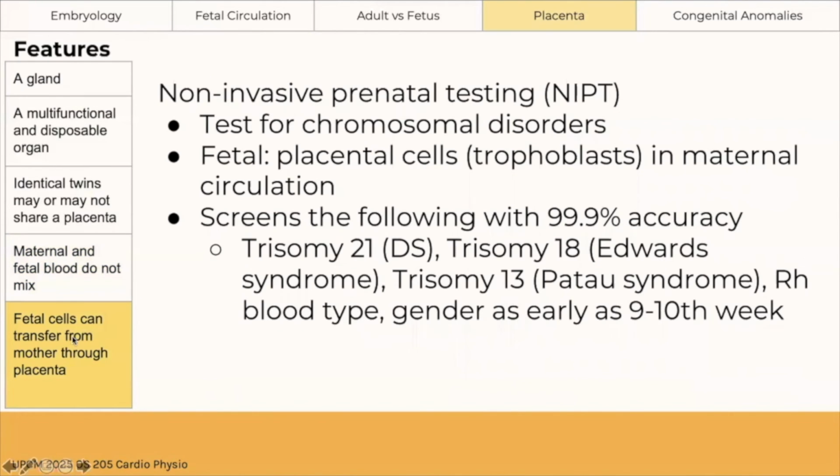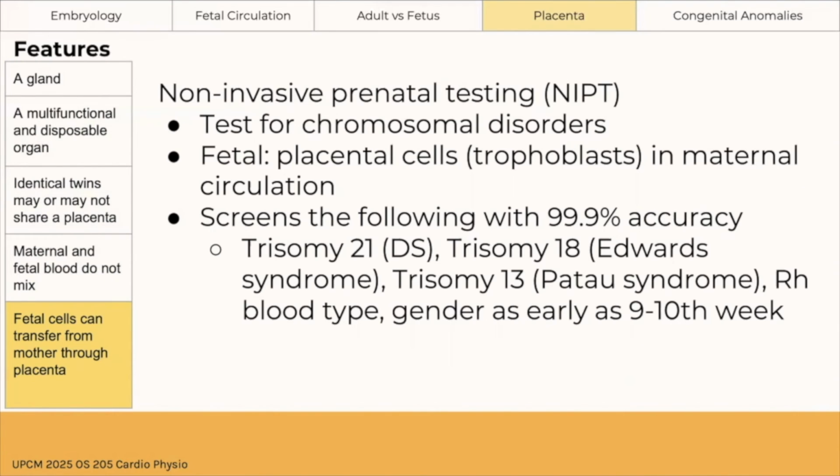Fetal cells can transfer to the mother through the placenta. So this is the basis of your non-invasive prenatal testing. So it's a test for chromosomal disorders, and it tests the fetal placental cells in your maternal circulation. So it's quite easily done.